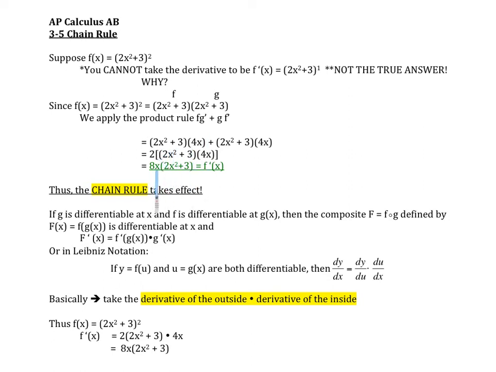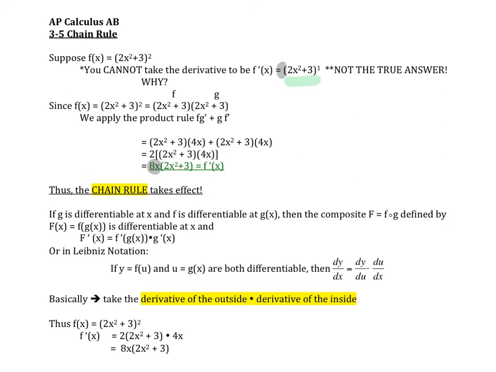You have an 8x here. Wait a minute, I didn't have an 8x there, so let's take a look. Over here, I had this 8x that came up in my answer, and over here I had nothing. So that's why you cannot just do it in this method and come up with that answer. There's something more involved in this, and it's called the chain rule.